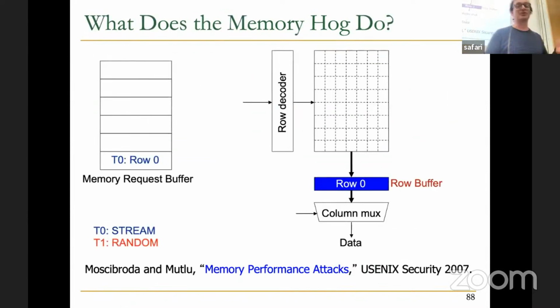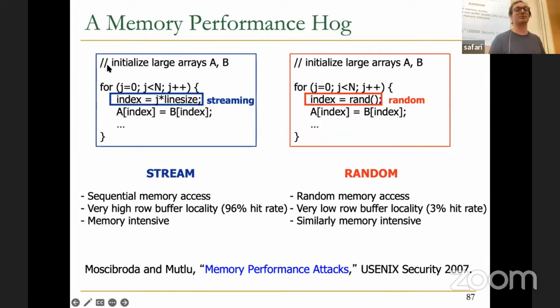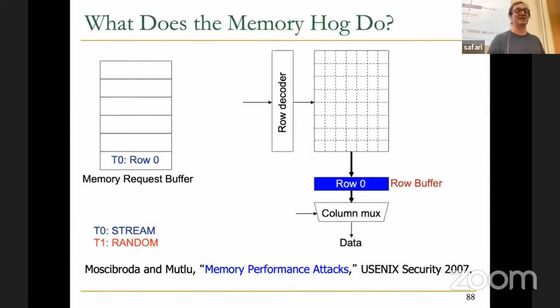So what does the memory hog do? We call this the memory hog program, which basically hogs the memory bandwidth against other applications in general, but also specifically the random access application. If you run these two applications together, assume that they are accessing the same bank. Essentially, the streaming application opens the row buffer. It keeps accessing sequential columns in the same row. It essentially accesses row 0.